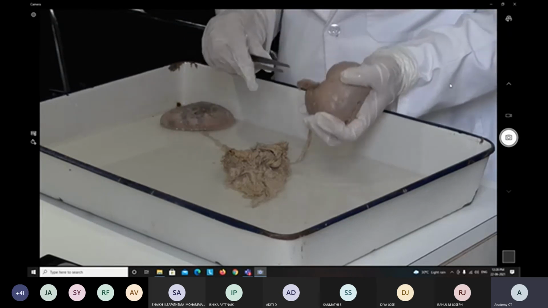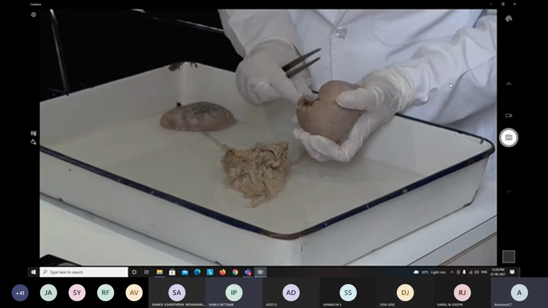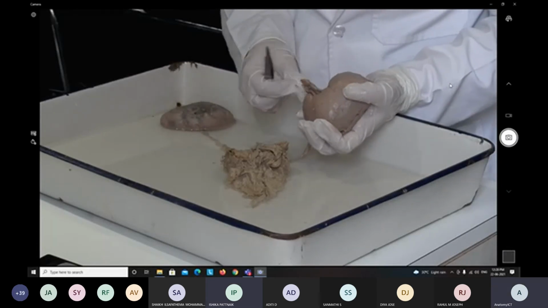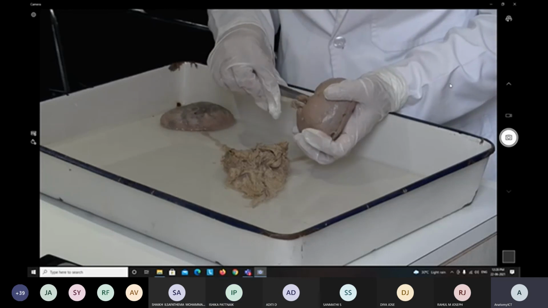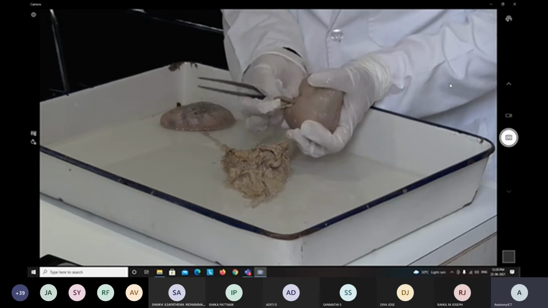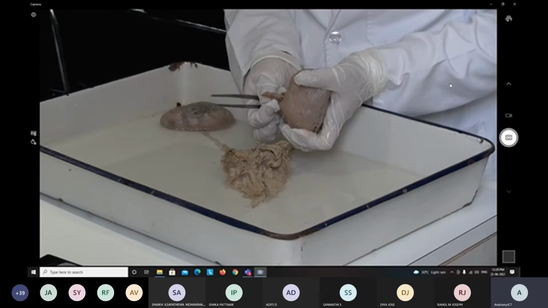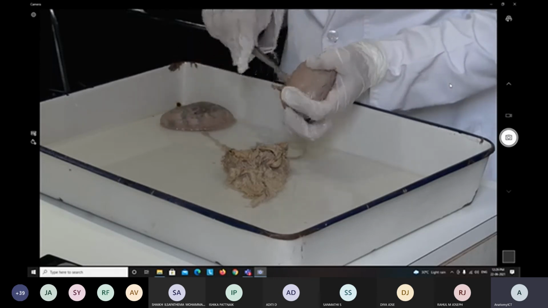How do you differentiate vein from the artery? Artery will be more muscular, thick walled. Veins are thin walled. Okay? You can feel the walls. Vein is thin walled. Artery is thick walled. Okay? You may get confused sometimes.